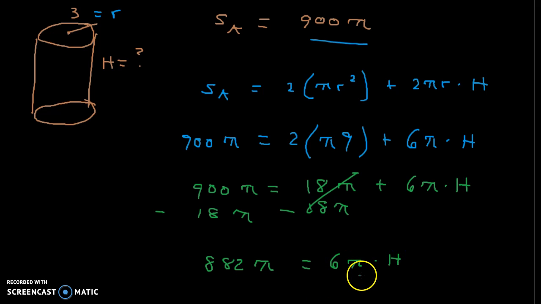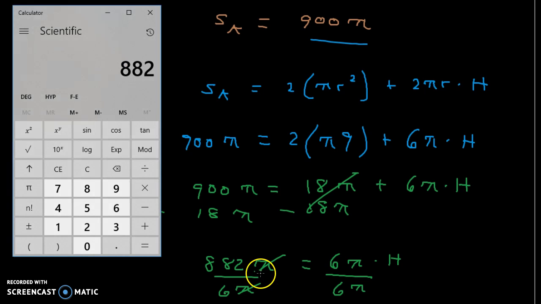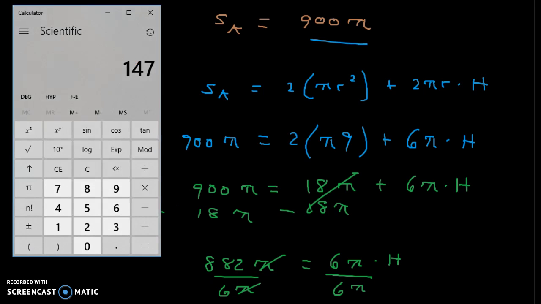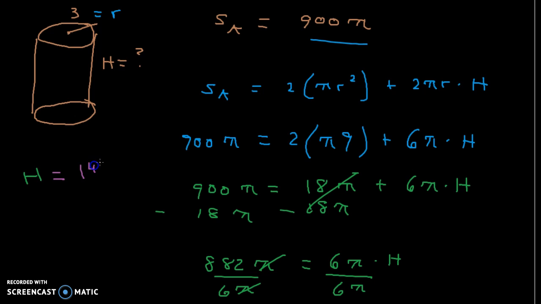So now, what do we have to do here? Well, to figure out what h has to be, we need to divide both sides by 6 pi. Okay? So if I divide both sides by 6 pi, the pi's cancel, and that would be 882 divided by 6. Let's see, what is that going to be? I knew it was going to be a weird number, but that's all right. Okay, so what we found out was that h is equal to 147.